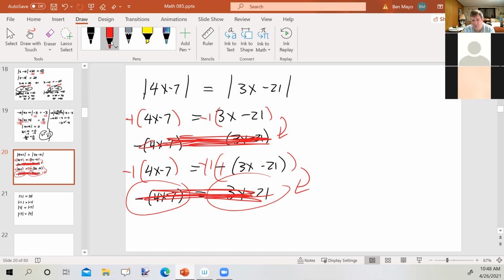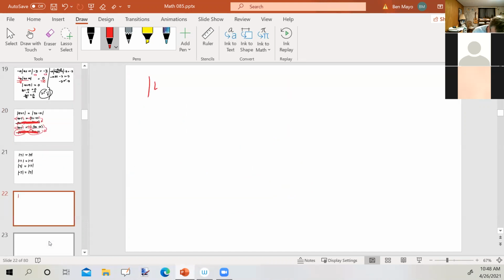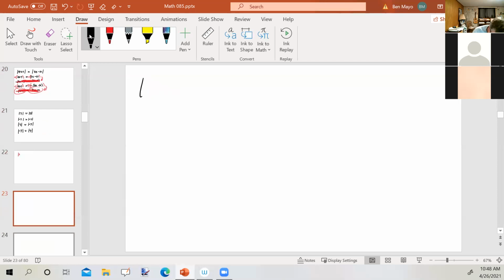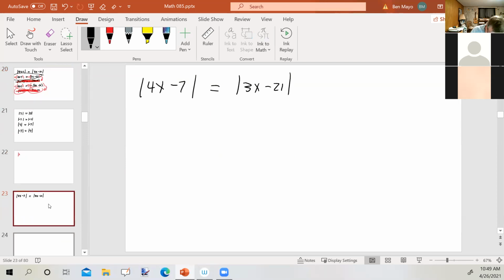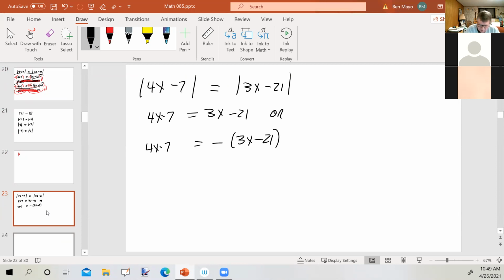So of those 4 scenarios, there's really only 2 unique scenarios. Let's go back to the actual problem again and look at what we're going to keep. We've got the absolute value of 4x minus 7 equals the absolute value of 3x minus 21. So we kept this one where we took what's inside equals what's inside. And then we kept this one where we took what's inside of one equals the opposite of what's inside of the other, which is basically what I've been doing all along.